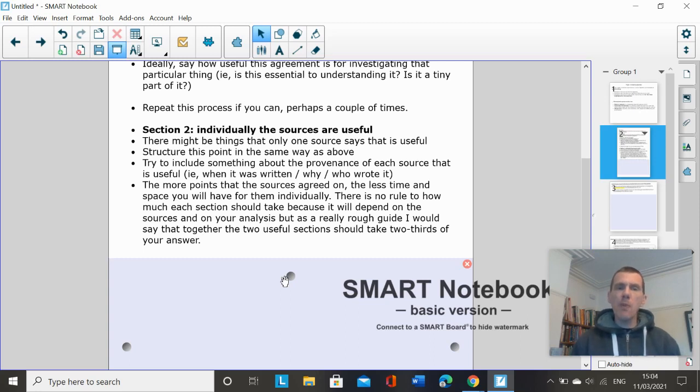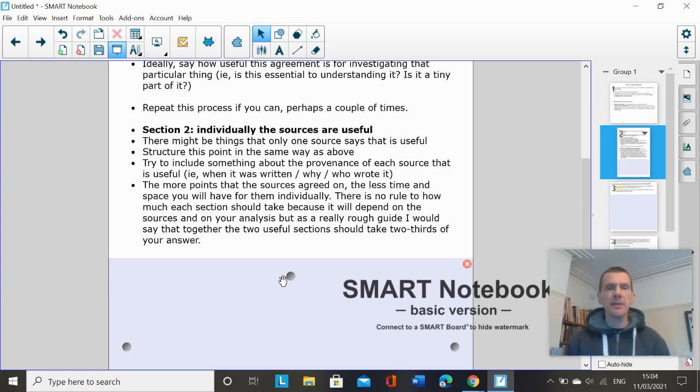In general, the more points that you've spent where the sources agree on something in section 1, the less time and space you will have for section 2. So if the two sources work really well together, they perhaps back each other up, they talk about very kind of hand in glove things, things that work well together, it might be you spend all your time in section 1 and section 2 doesn't really happen at all. That's fine, so long as you're showing those 3 things, source analysis, contextual knowledge, judgment.